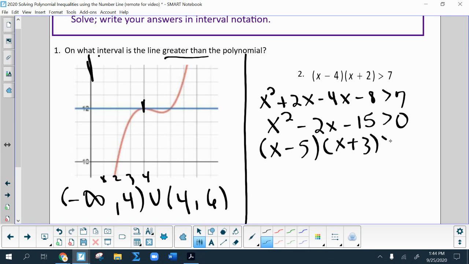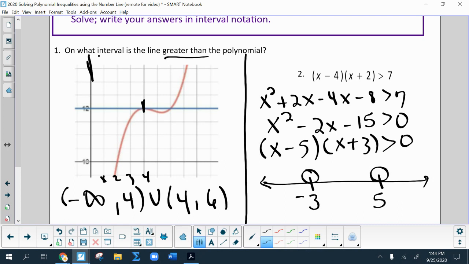Okay, this factors into x minus 5 times x plus 3. So for our number line method, we put the negative 3 first and the positive 5 second. Open circles because this is just greater than and not greater than or equal to. And we test. To the right of 5, like a 6, I get a positive times a positive, which is a positive.